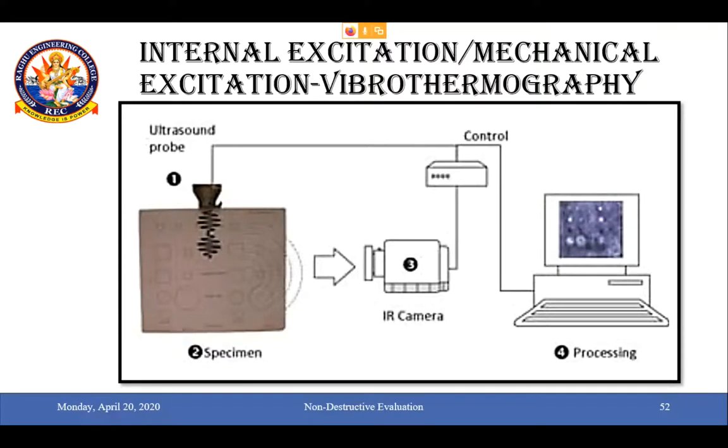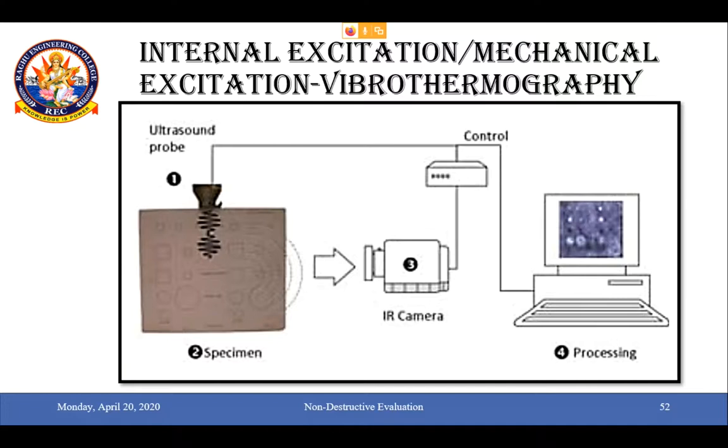There is an ultrasound probe that is used. Previously, in your pulse thermography, you used a flash lamp. In your lock-in thermography, you used a halogen lamp. But here, no such things are available. Instead of them, you are using an ultrasound probe here.